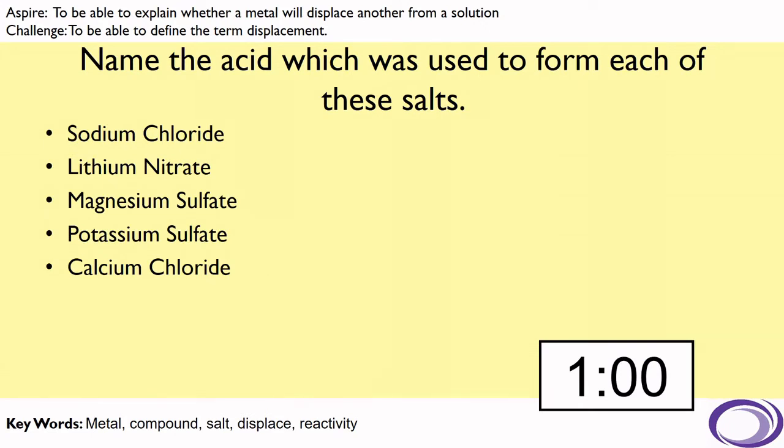So let's start with a quick recap from our previous lessons. I'd like you to name the acid which would be used to form each of the salts listed on the screen. Sodium chloride, lithium nitrate, magnesium sulfate, potassium sulfate and calcium chloride.